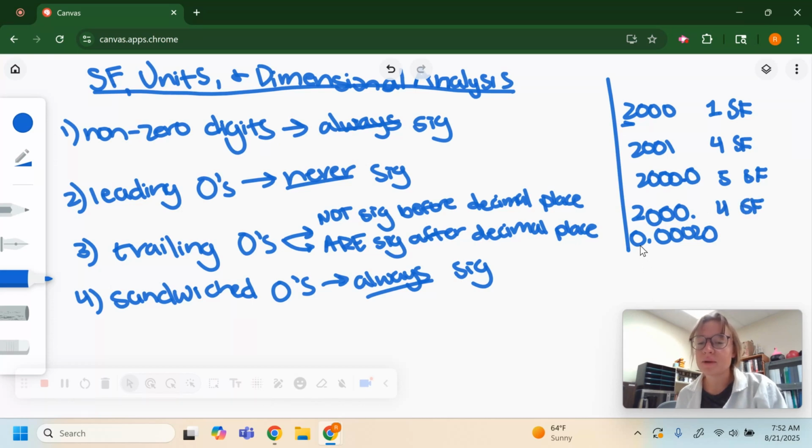Lastly, in this number, we have 1, 2, 3, 4 leading zeros. Leading zeros are never significant, even if they're after the decimal place. Then we have one non-zero digit, that's significant. And then finally, this last zero is a trailing zero, but it's after the decimal place. So that gives us 2 sig figs here.